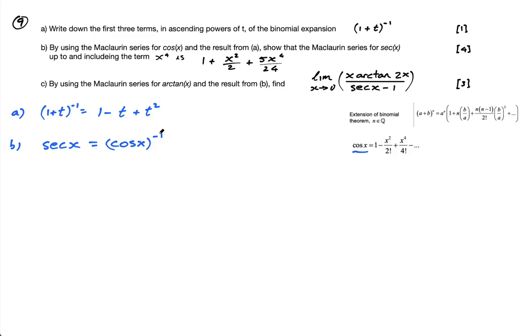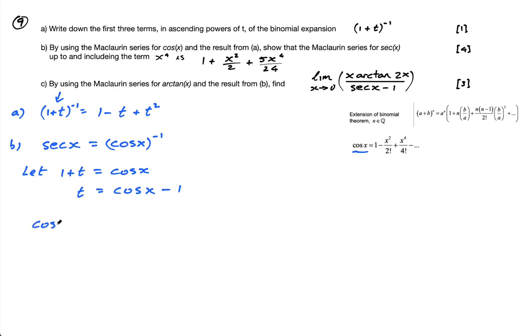So here I have cos x to the minus 1, and here I have 1 plus t to the minus 1. So we're going to let 1 plus t equal cos x. If you let that equal cos x, now I can say that this is cos x to the negative 1, which is sec x. So if 1 plus t is cos x, this gives me sec x. So t is equal to cos x minus 1.